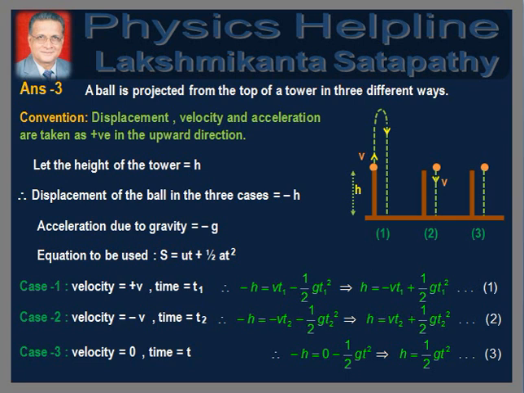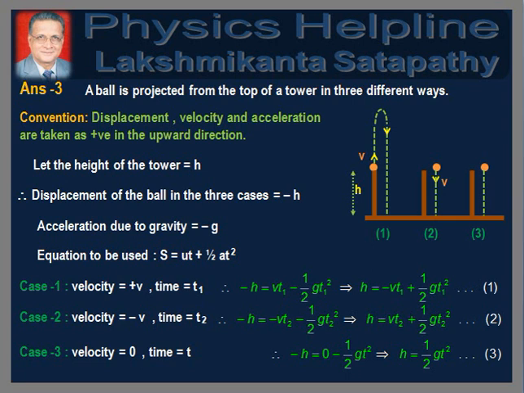In the second case, the ball is projected downwards with speed v. Therefore, initial velocity is equal to minus v. Acceleration is equal to minus g. Time taken is equal to t2 and displacement is equal to minus h. Therefore, we get minus h is equal to minus vt2 minus half g t2 square. This implies h is equal to vt2 plus half g t2 square.